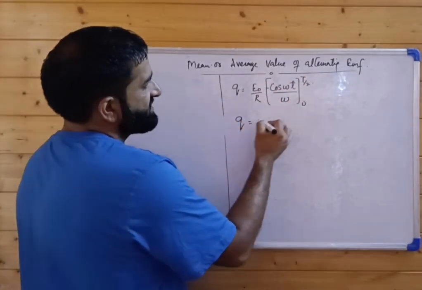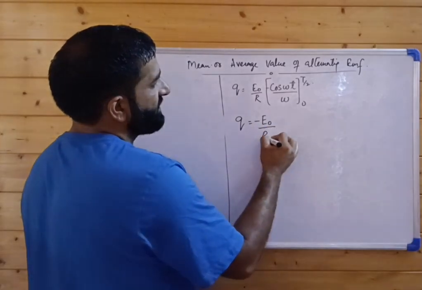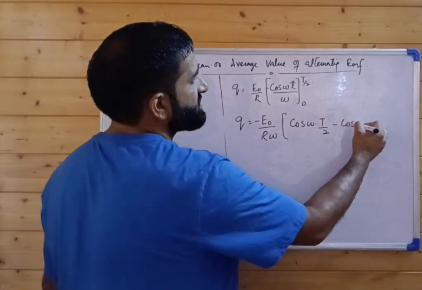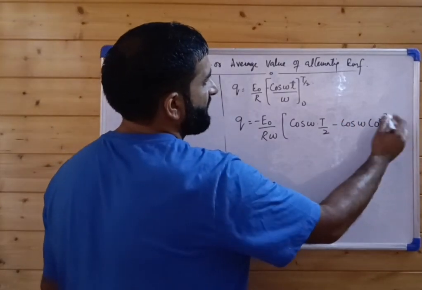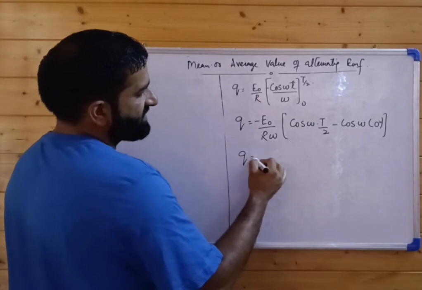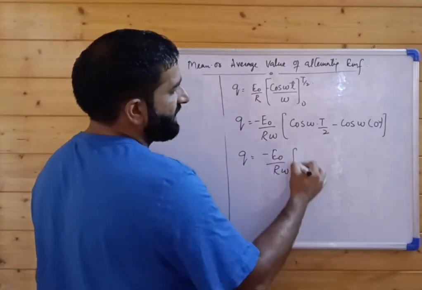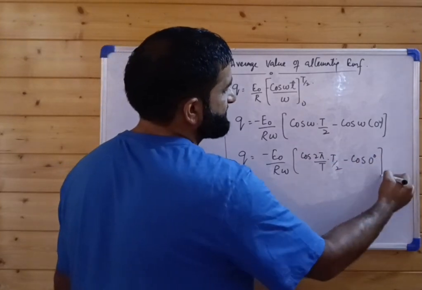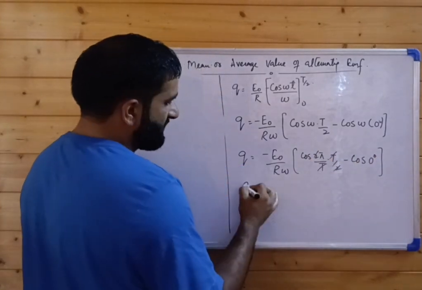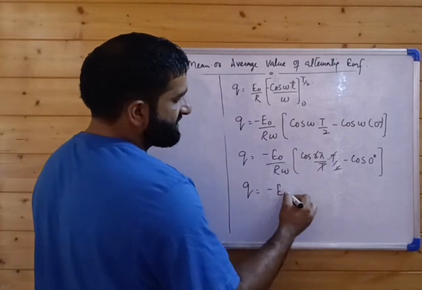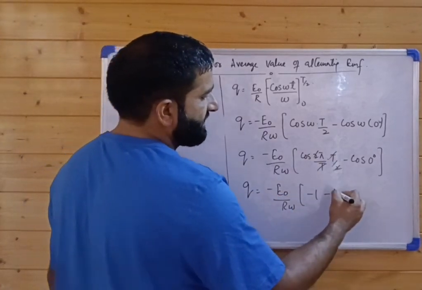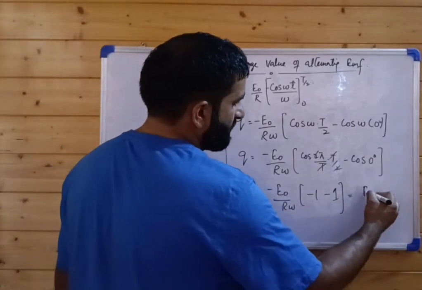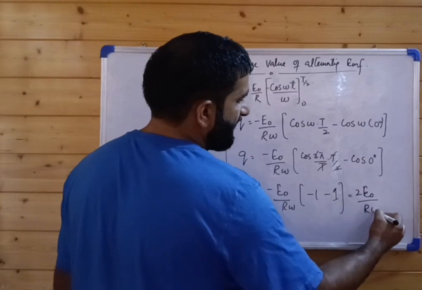Solving it, we have q is equal to minus E0 divided by R omega, giving the limits, that is cos of omega into T divided by 2 minus cos of omega into 0. So q is equal to minus E0 divided by R omega times cos of 2 pi by T into T divided by 2 minus cos of 0 degrees. So T and T get out, 2 and 2 get out, giving the values cos of pi is minus 1, so E0 divided by R omega into minus 1 minus 1. Solving it, it comes out to be minus 2. Minus 2 into minus 1 is equal to 2. So q comes out to be twice E0 divided by R omega.